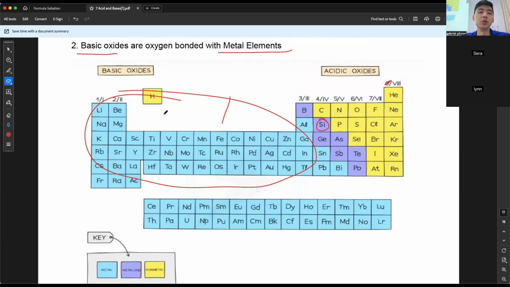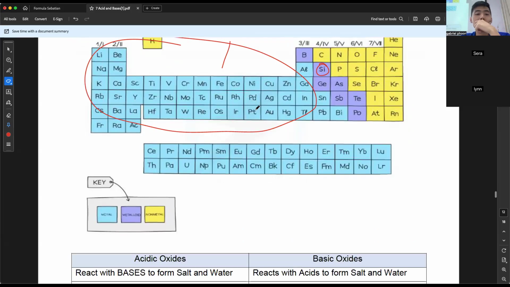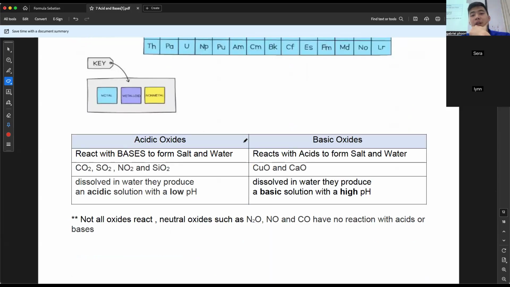Maybe it's just a different representation from a different syllabus or whatnot. I don't know. But for all I know, it's 1, 2, 3, 4, 5, 6, 7, 8. Okay. But anyways, there are exceptions. Not all non-metals are going to be acidic.